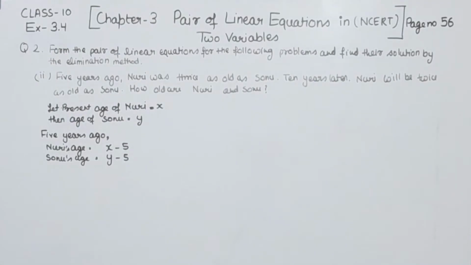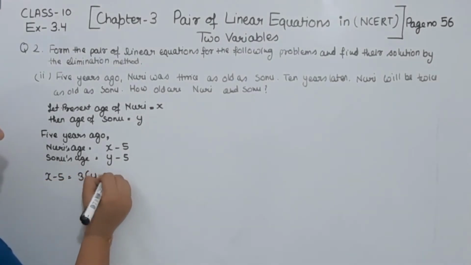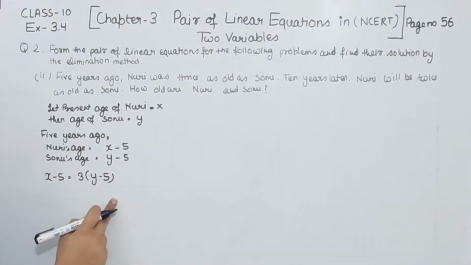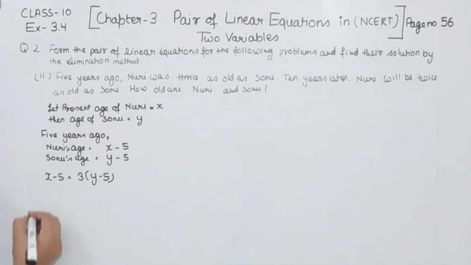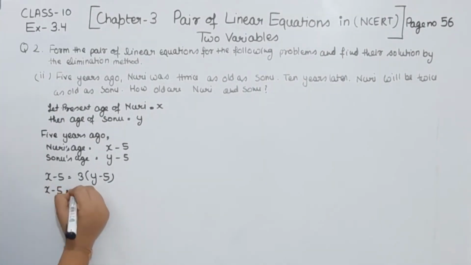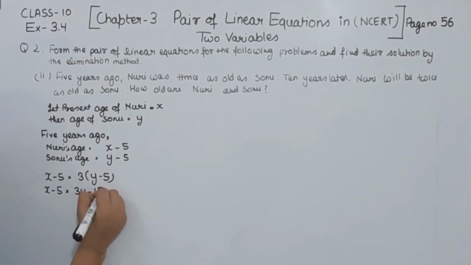So Sonu is y minus 5. Noori is x minus 5, and Noori is thrice as old as Sonu. So thrice of Sonu is 3 multiplied by y minus 5. Now I'm going to simplify this one. We have x minus 5 is equal to 3y minus 15.